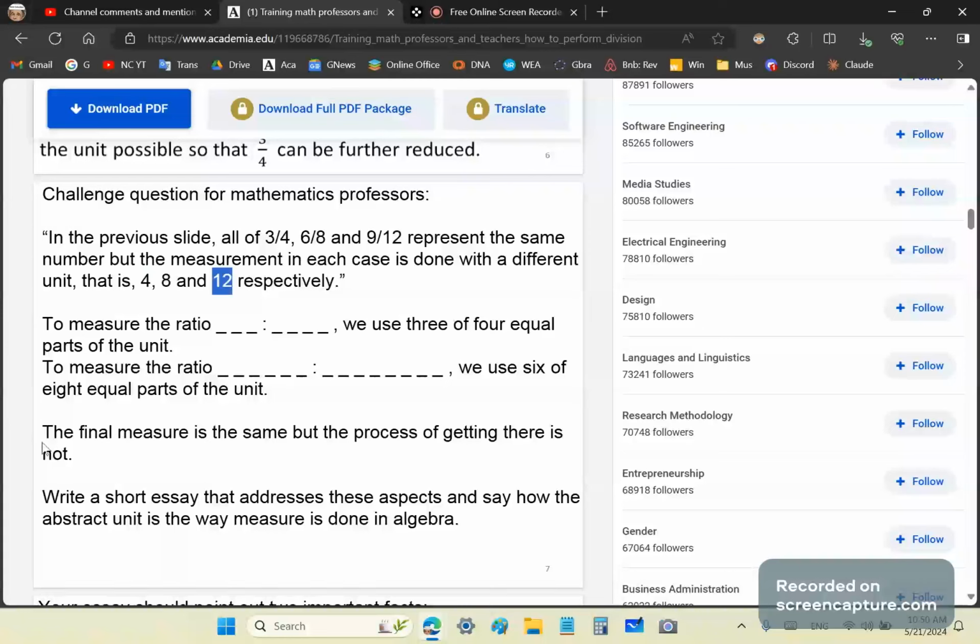And to measure the ratio 6 to 8, we use 6 of 8 equal parts of the unit. So the final measure is the same, but the process of getting there is slightly different. In all these examples you're doing the measure differently, even though the final outcome is the same, right? You're saying 3 equal parts of these, or 8 equal parts of these, or 12 equal parts of these. That's what it means to write a fraction, by the way.